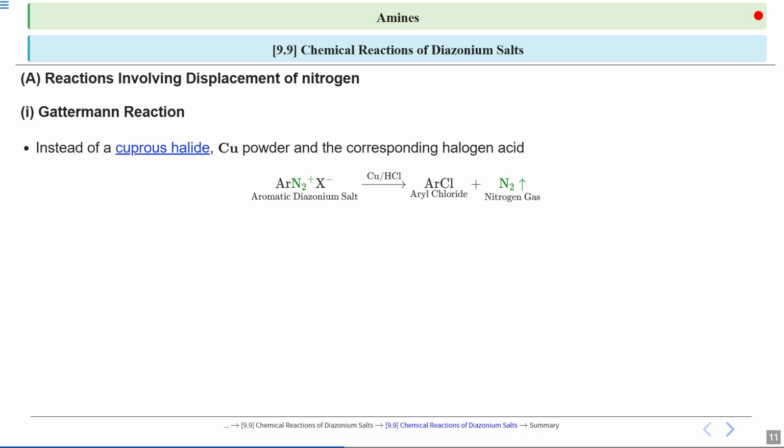So look at this particular reaction. The aromatic diazonium salt, which is ArN2+ X-, when it reacts with copper and HCl, forms aryl chloride and N2 gas is released over here. So you will see this N2 group is replaced by this chlorine. So it forms aryl chloride.